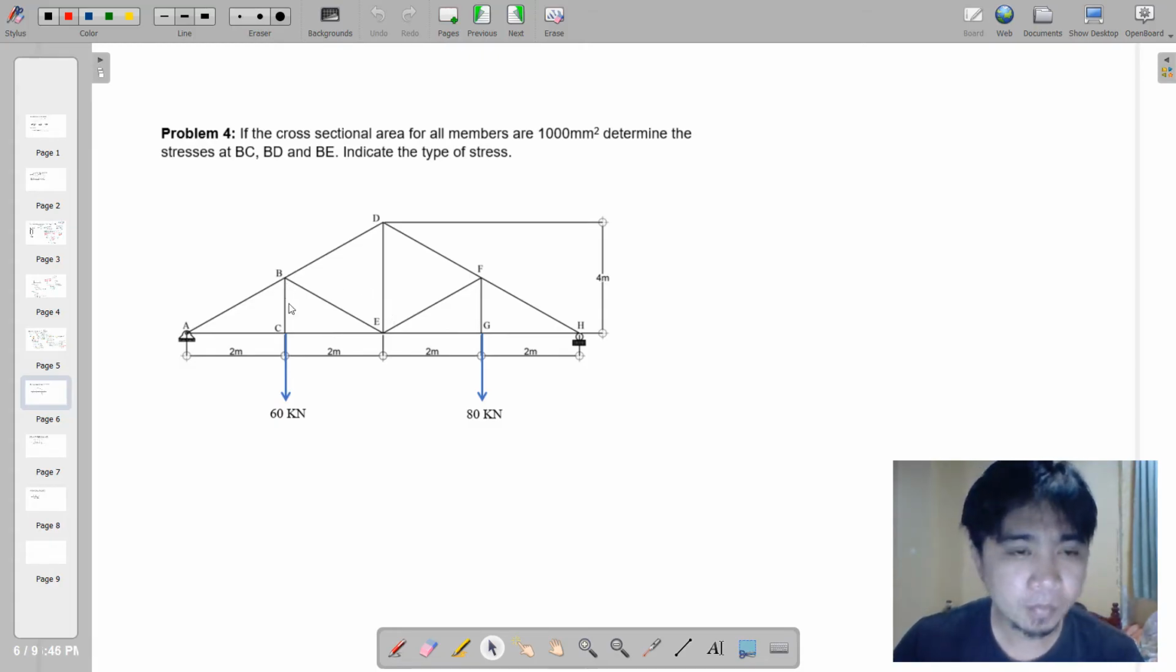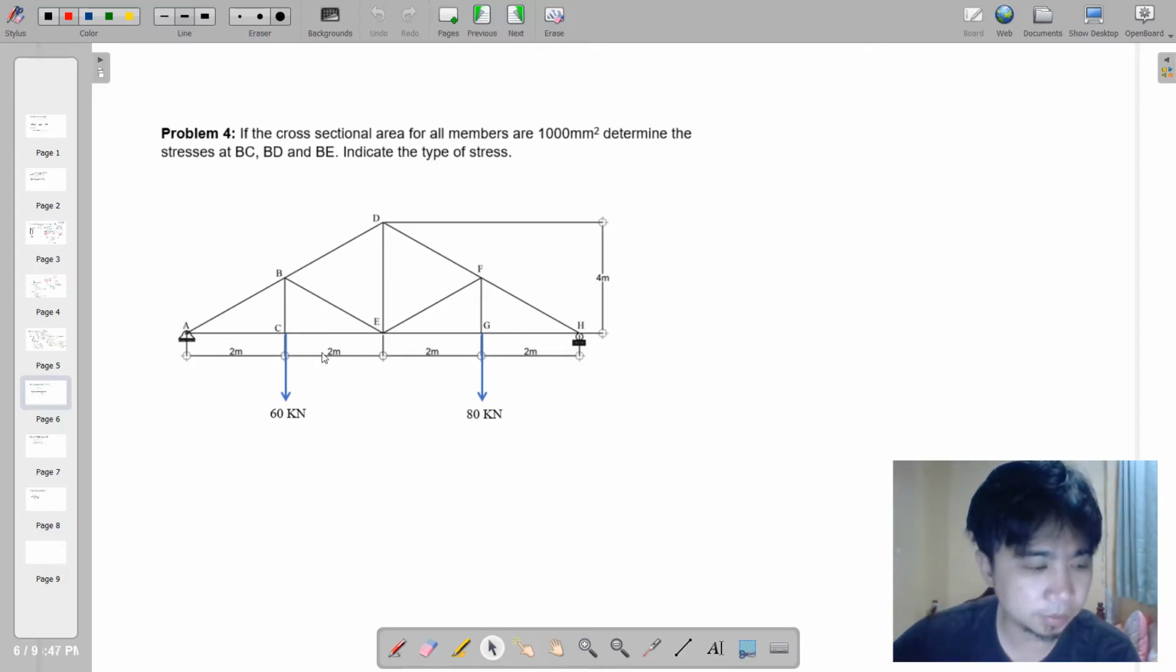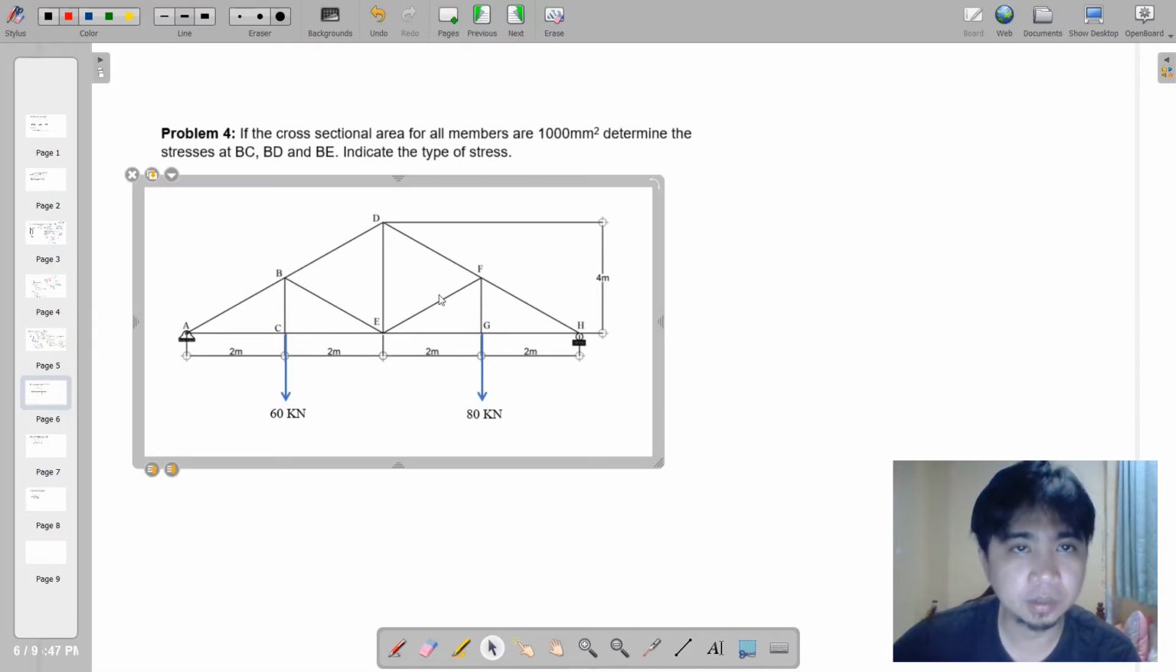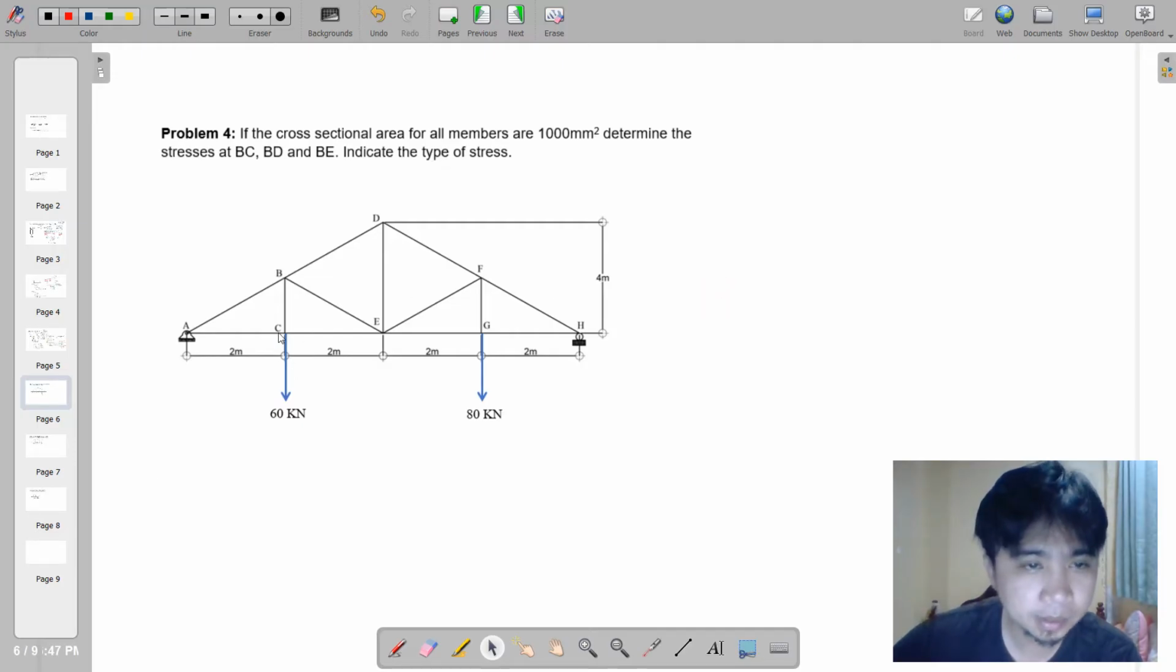For BC, we can get right away the force on that member because it is obvious that at joint C, there is only one vertical. So we're going to use the joint method to solve for BC, and obviously BC is just equal to 60 kilonewton. If we're going to isolate this, perhaps we can zoom in.